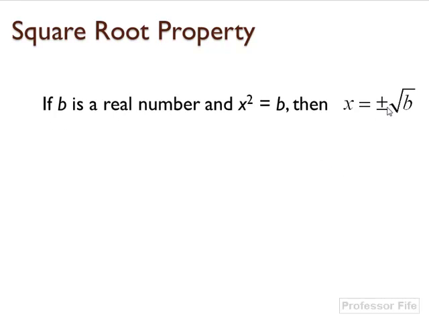You have two answers, plus or minus, because when you square a number, whether that number is positive or negative, squaring the number is going to cancel out the sign. A negative times a negative also gives you a positive.